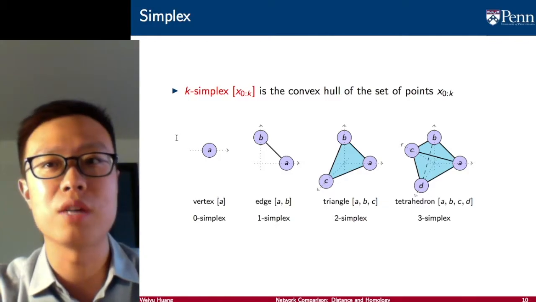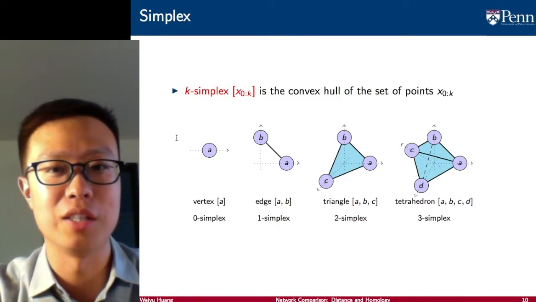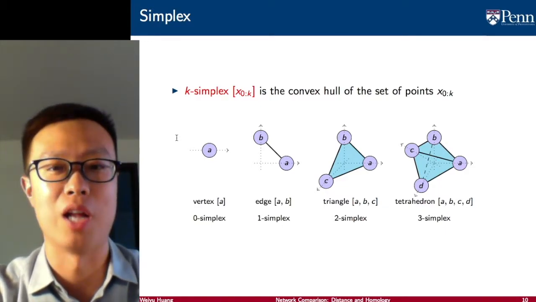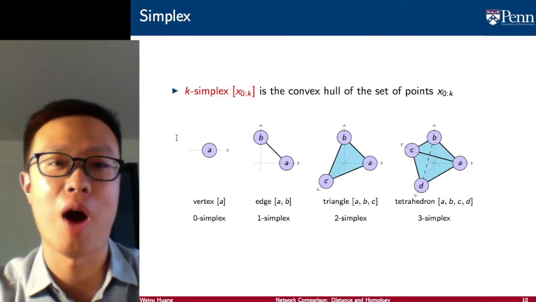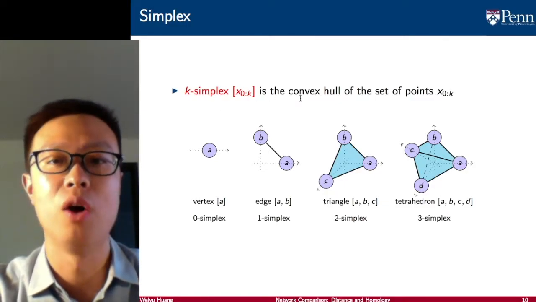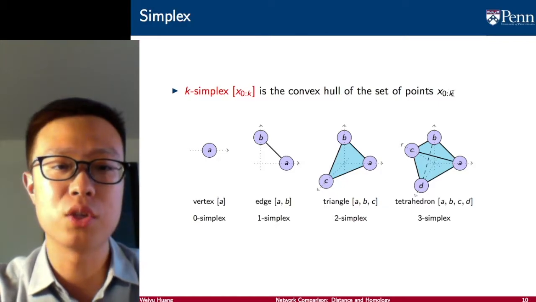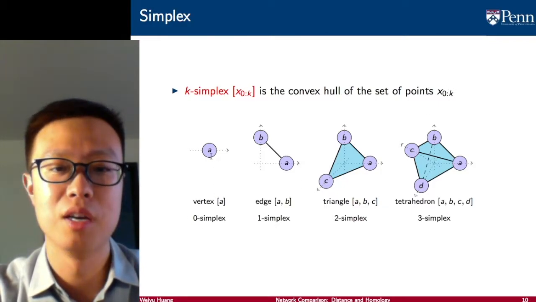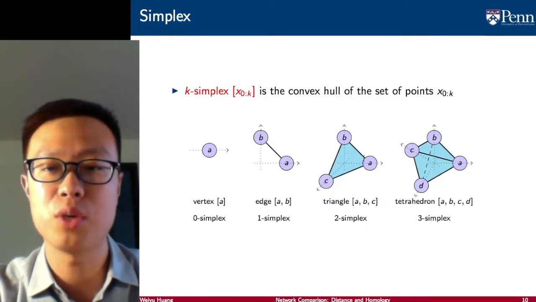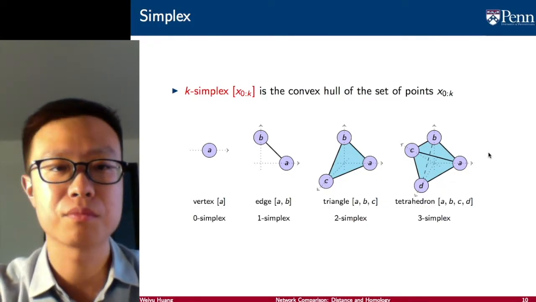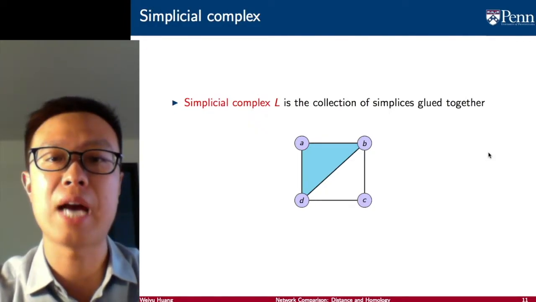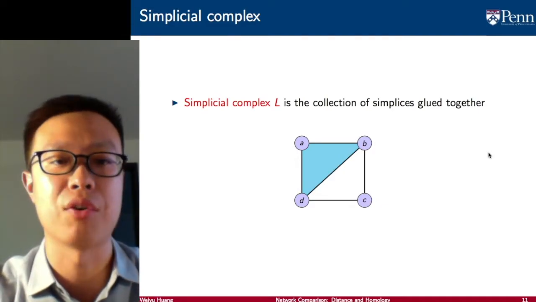To do that, we consider simplicial complexes, and in the next few minutes, I'm going to give you an introduction to computational topology. The building block in topology is called a simplex, where a k-simplex is the convex hull of a set of points. A 0-simplex is a vertex, a 1-simplex is an edge, a 2-simplex is a triangle, and a 3-simplex is a tetrahedron. With simplices, we can define a simplicial complex as a collection of simplices that are glued together.